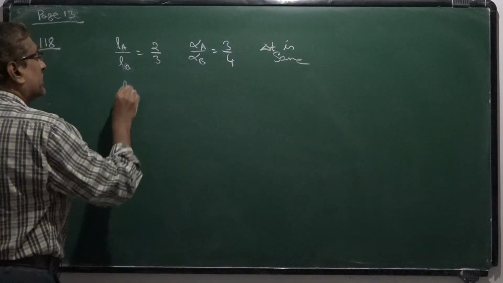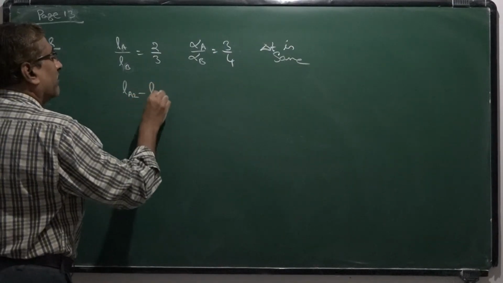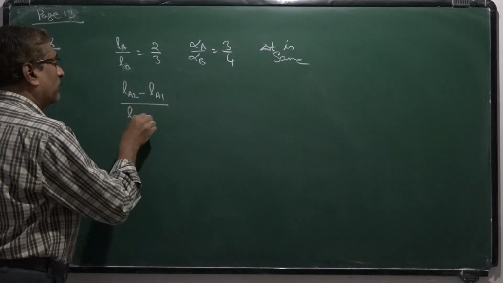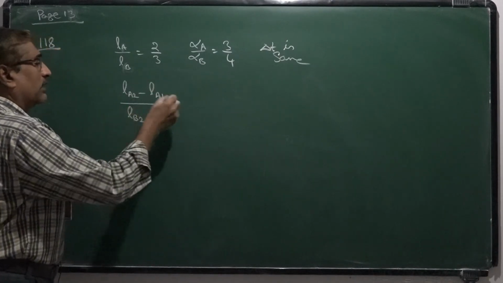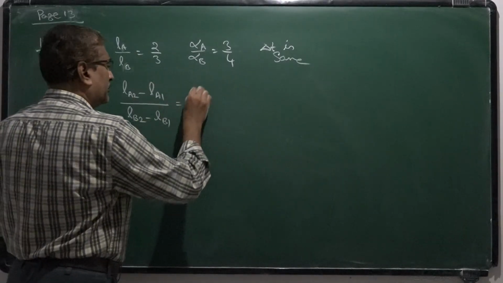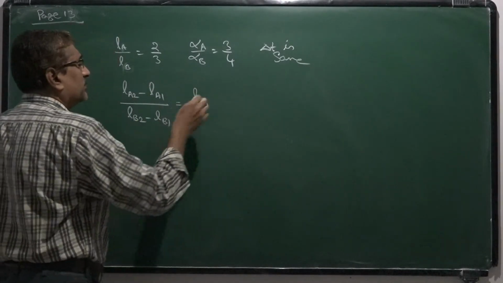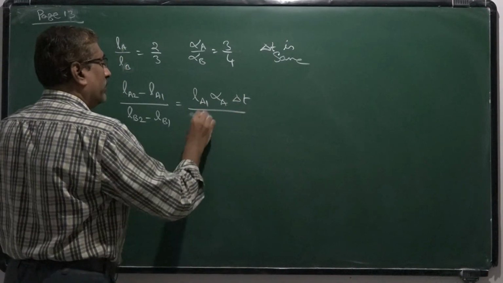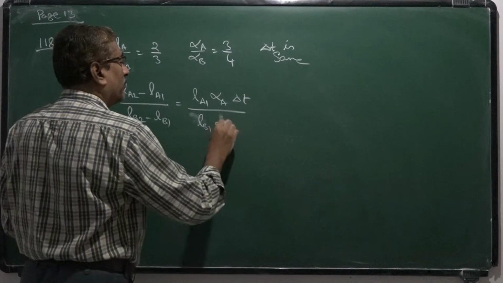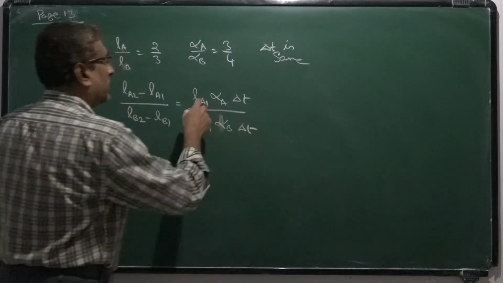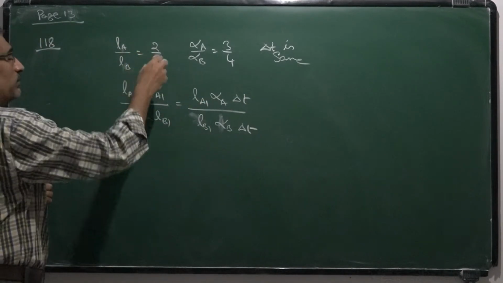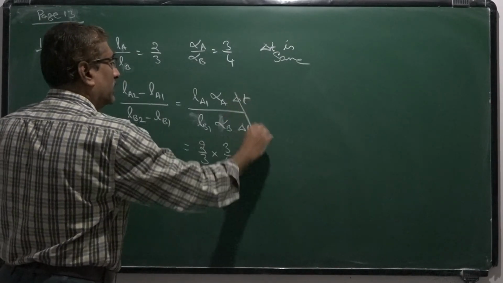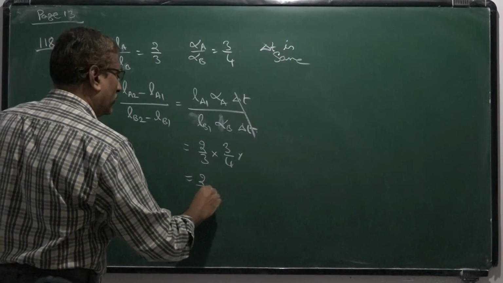Linear expansion means LA2 minus LA1. This is the linear expansion of the first one, and the linear expansion of the second one is LB2 minus LB1. So you have to calculate, and this is equal to LA1 alpha A delta T over LB1 alpha B delta T. So the length ratio is 2 by 3, alpha ratio is 3 by 4, and delta T is same. So this is 2 by 4, that is 1:2.